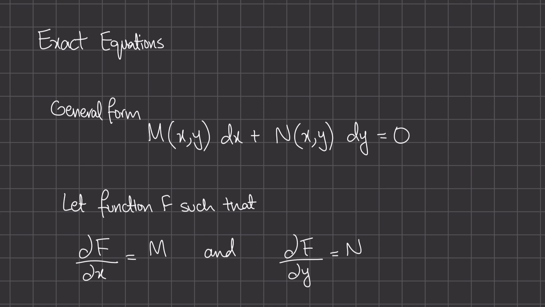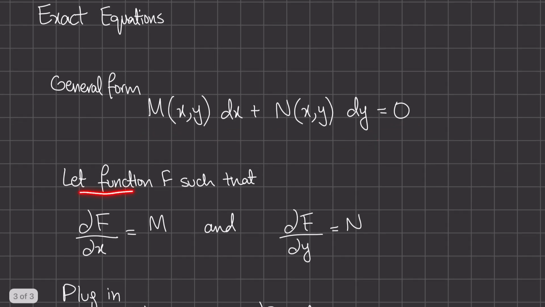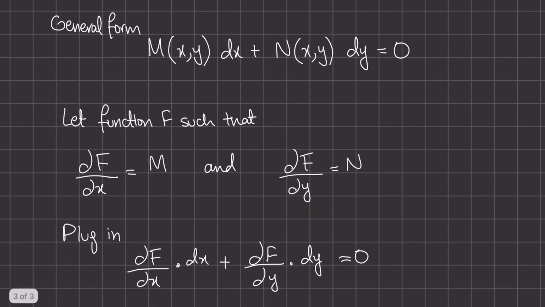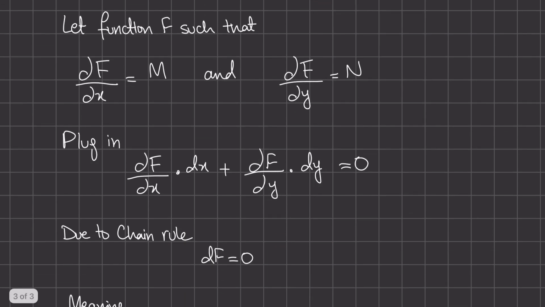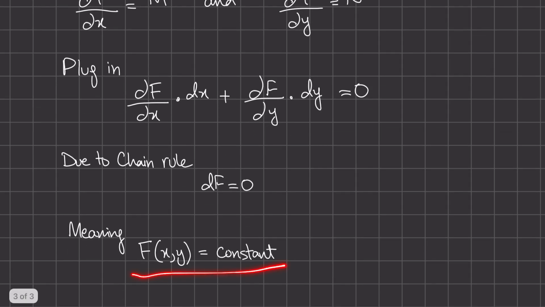An exact equation is one given by the form M of x,y times dx plus N of x,y times dy equals 0, and we have a function f such that the partial derivative of f with respect to x is M and with respect to y is N. Then the equation is said to be exact. And if we plug these into the top equation, this is just chain rule that just tells us that df is 0, meaning f is just a constant.